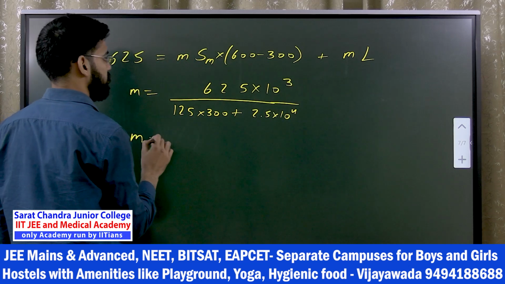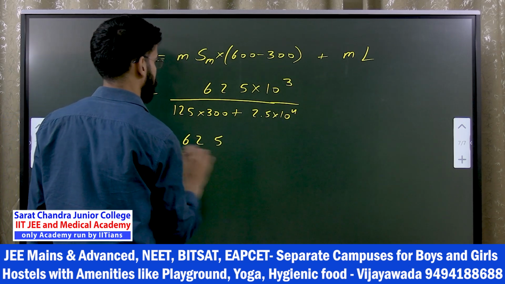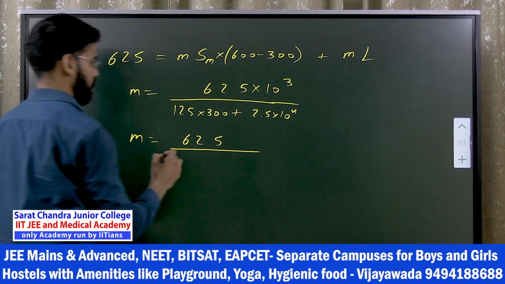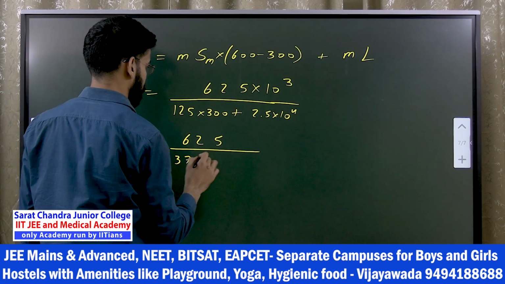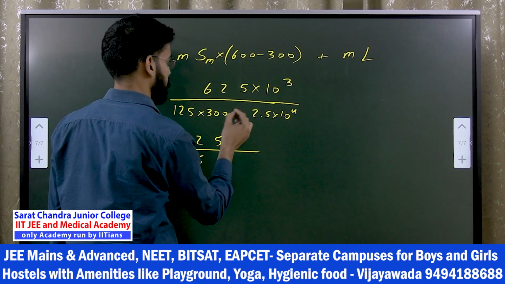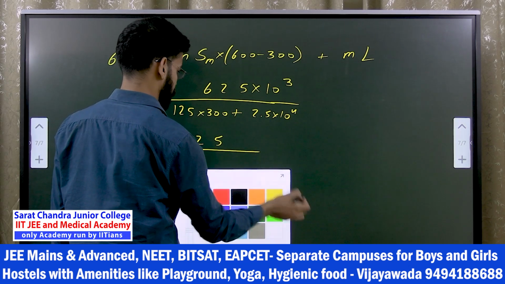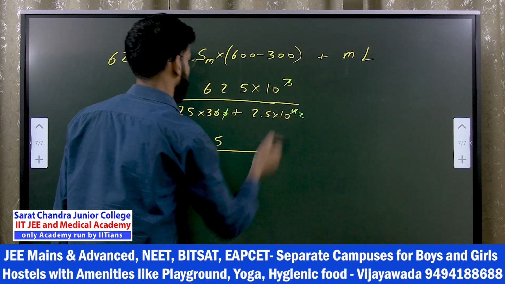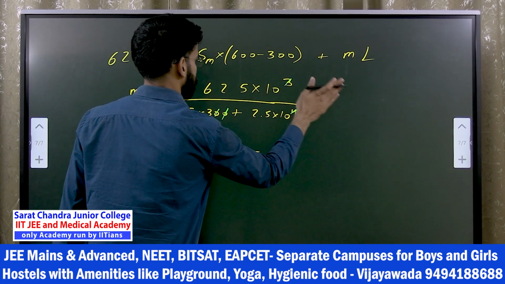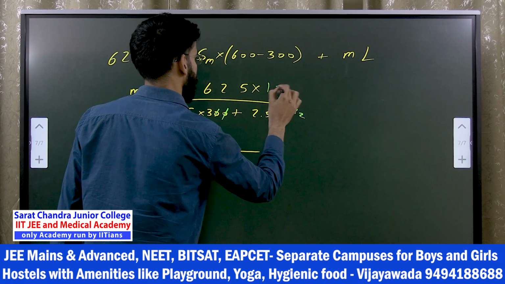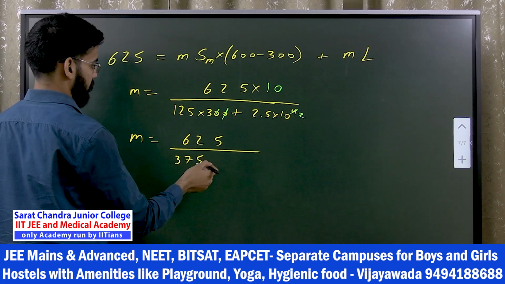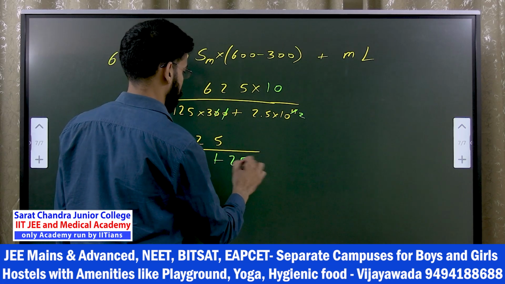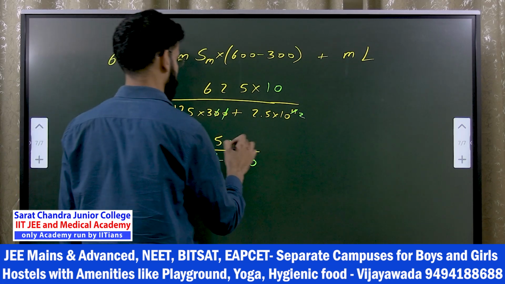Okay, so M is 625 divided by, this is how much? If you multiply, this is 375, right? 375, and the power of 10 you can cancel. If you cancel out, 110 is remaining, right? So 375 plus this will be 250. That's it. And here multiply by 10 is out.